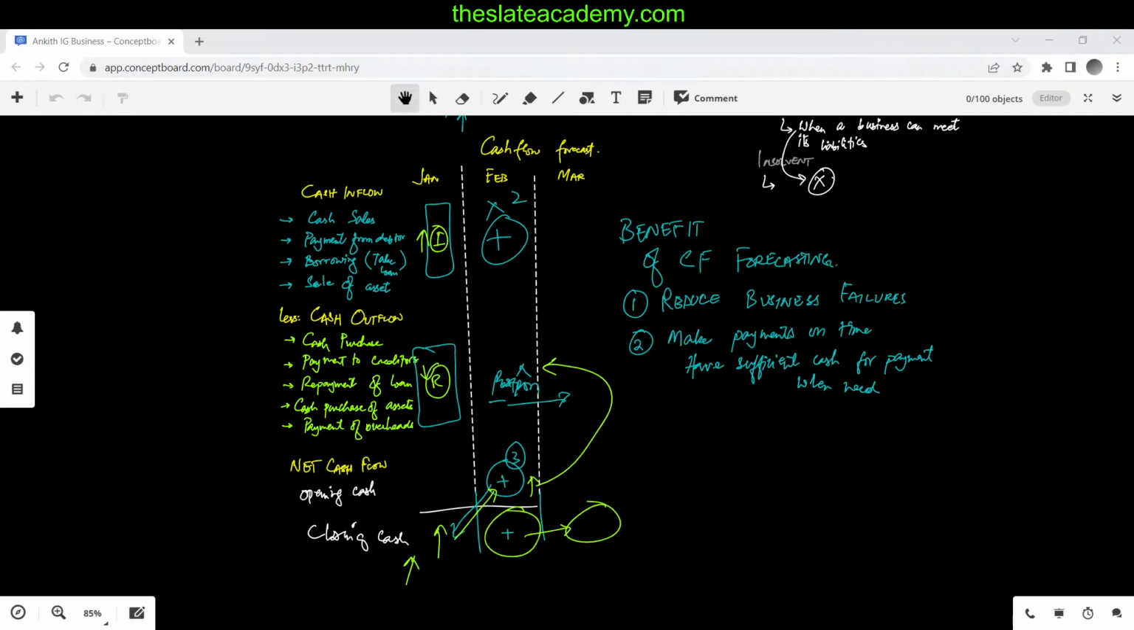So we were discussing the benefits of forecasting. One, we said it reduces the chance of business failure. It enables us to make payments on time. It also helps us identify cash shortages and cash surpluses, identifying cash shortage or surplus before it actually occurs.